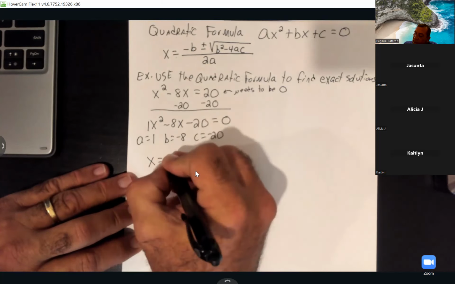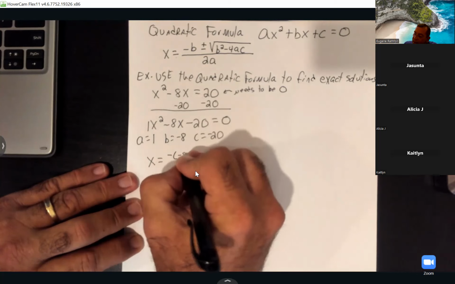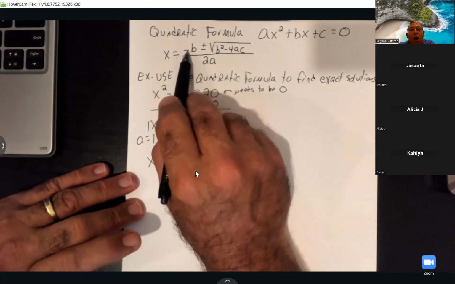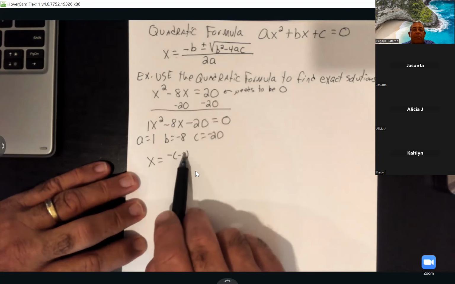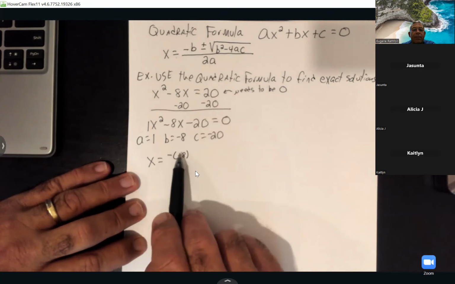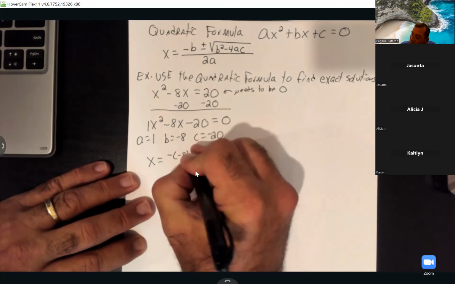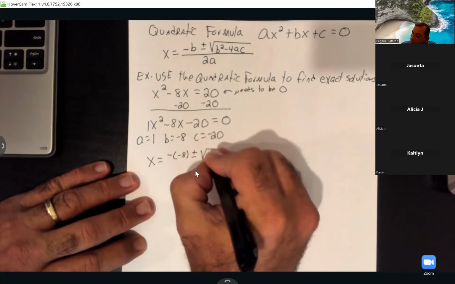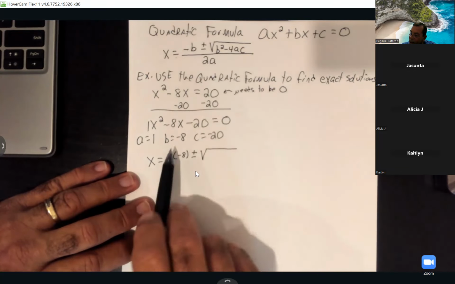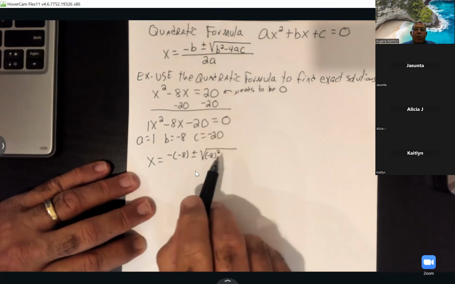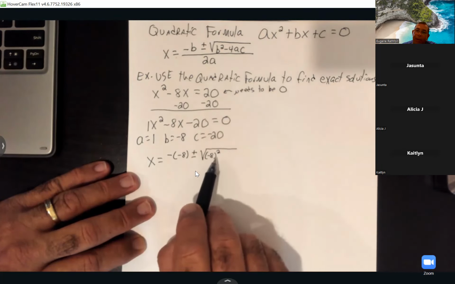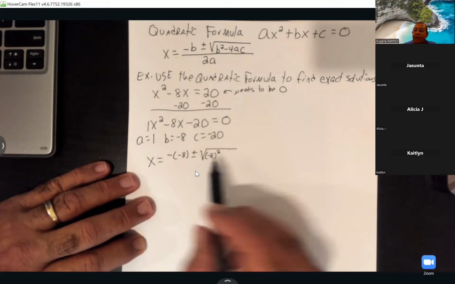So x equals a negative times a negative 8. So y'all, that negative is always in the formula. So what's going to happen when I put a negative 8 into the formula behind that negative? These 2 negatives are going to make that thing positive in a second. All right, plus or minus my square root. B squared will be negative 8 squared. If you're doing it on a calculator, put that negative 8 in parentheses, because a negative times a negative is going to make that positive in a second.